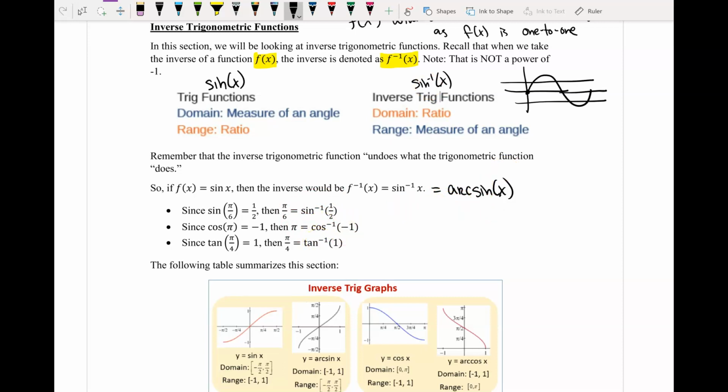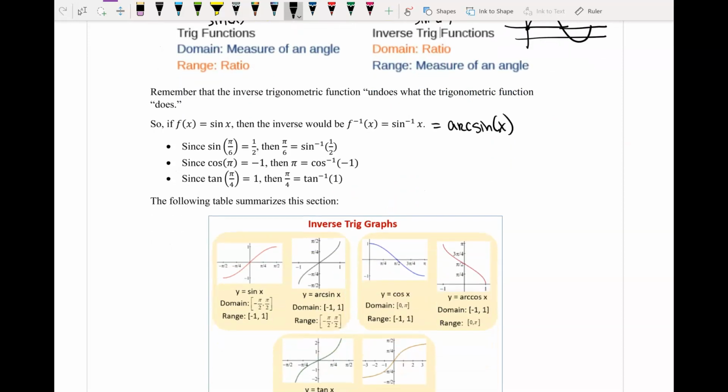So this is kind of what we want. For example, sine of pi over 6 equals 1/2, so that means pi over 6, the angle, is equal to sine inverse of 1/2. This is kind of the opposite. Same thing, cosine of pi equals -1, so pi is equal to the cosine inverse of -1, and so on and so forth.